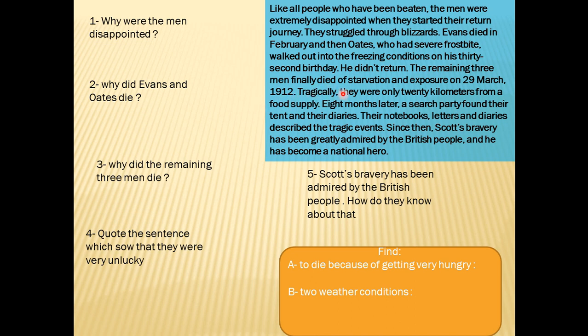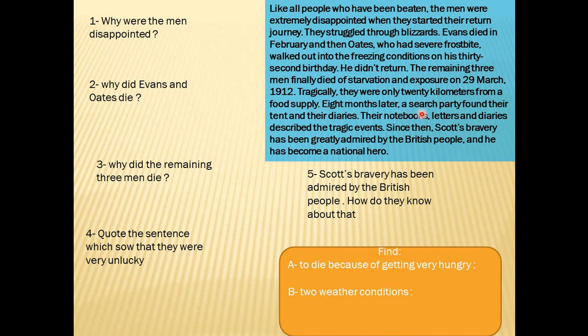Tragically, it means in a tragic way, they were only 20 kilometers from the food supply, and that's why they were unlucky, because they were only 20 kilometers from the foothills.